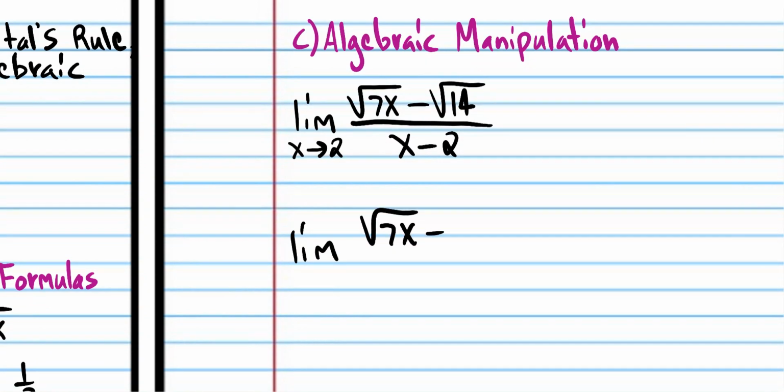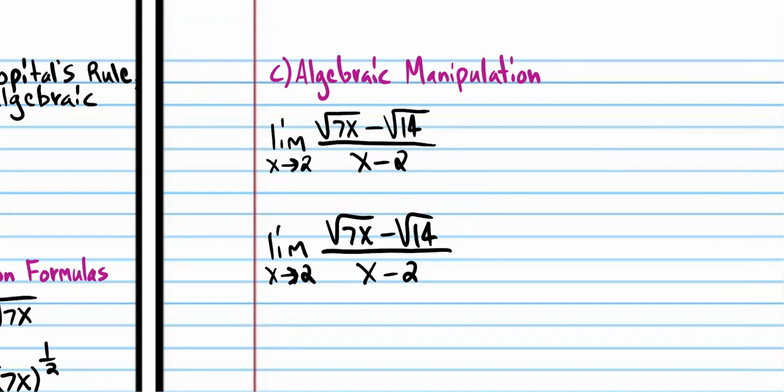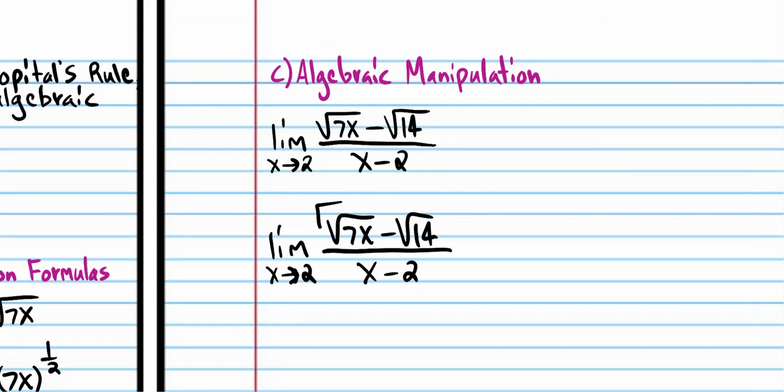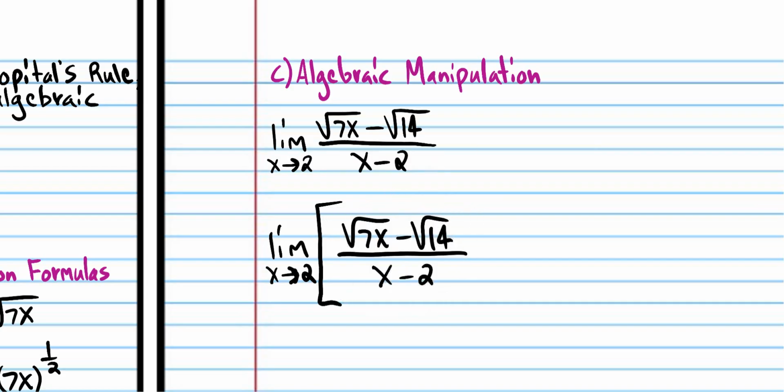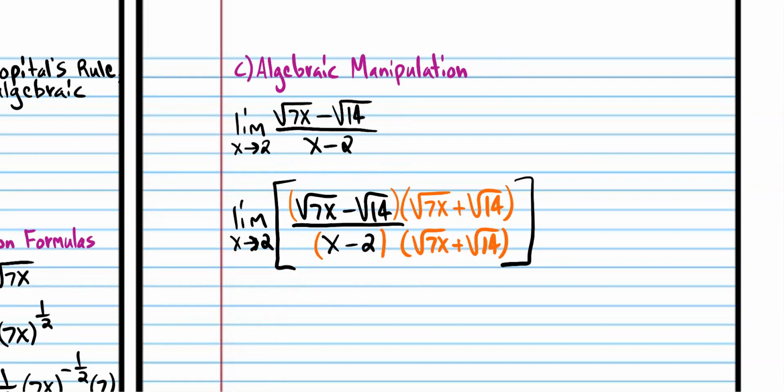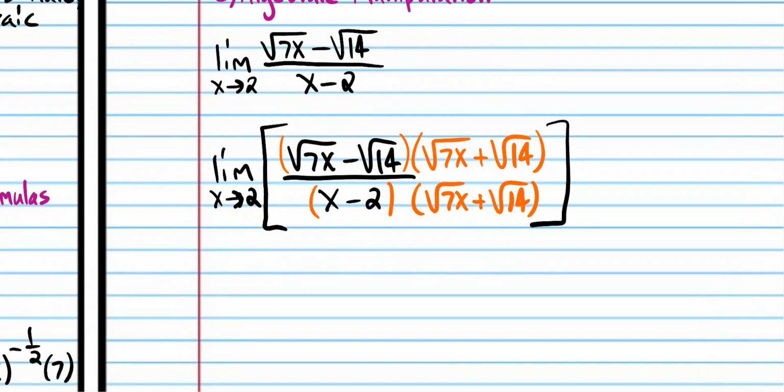Algebraic manipulation. So this is the method where we use a lot of different things, but in this example we're going to have to multiply both sides of the expression by square root 7x plus square root 14. And you have to be really careful when you do this. You have to use parentheses.